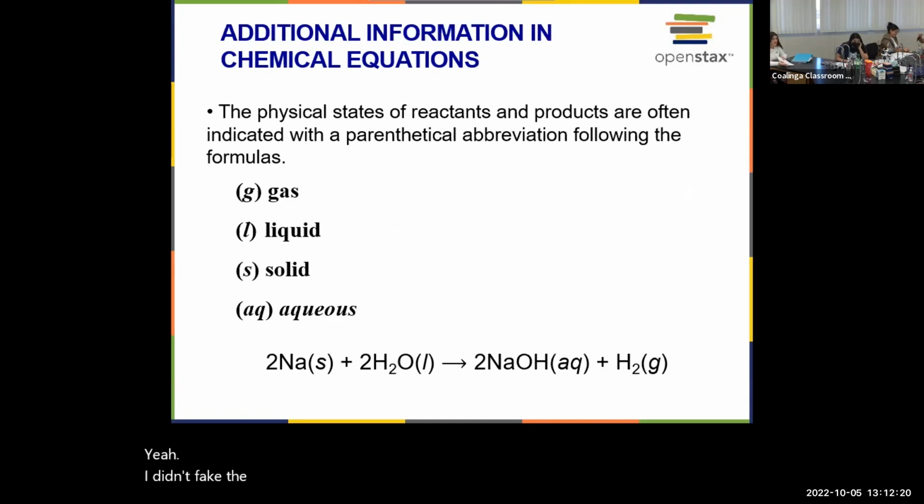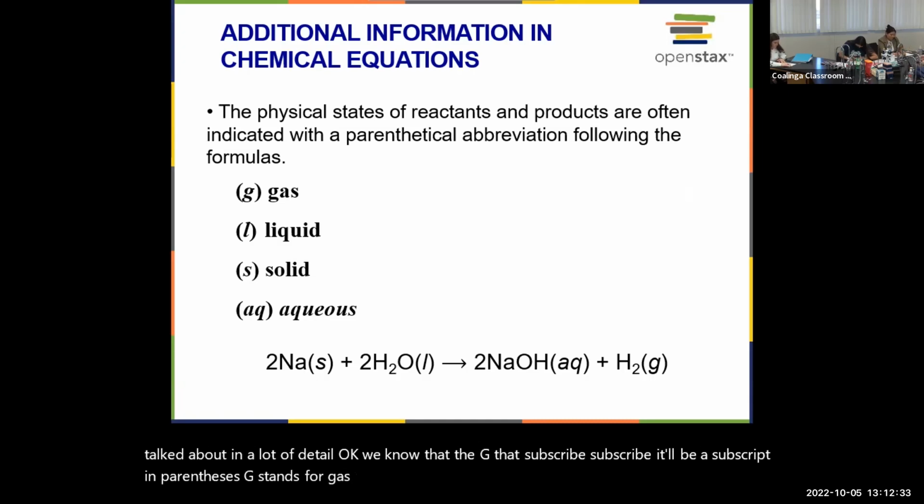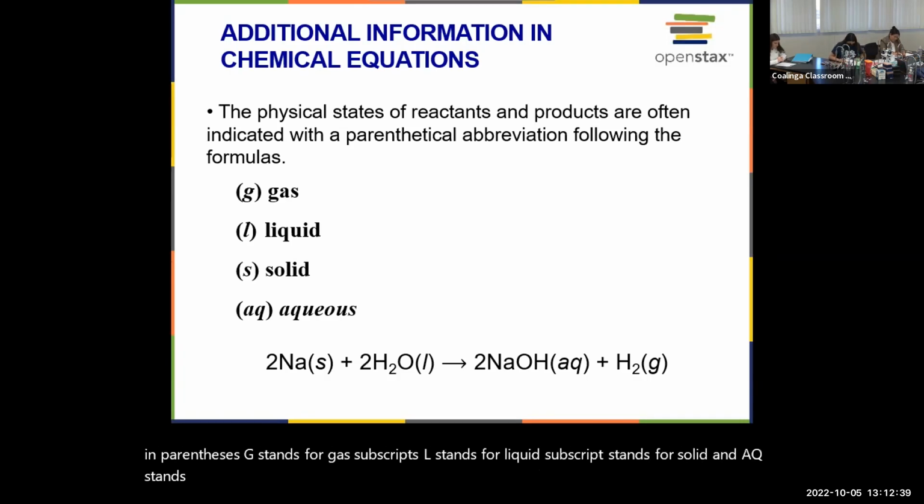So these are some of the things that we haven't talked about in a lot of detail. We know that the subscript, in parentheses, G stands for gas. Subscript L stands for liquid. Subscript S stands for solid, and AQ stands for aqueous. Do we know what aqueous means?